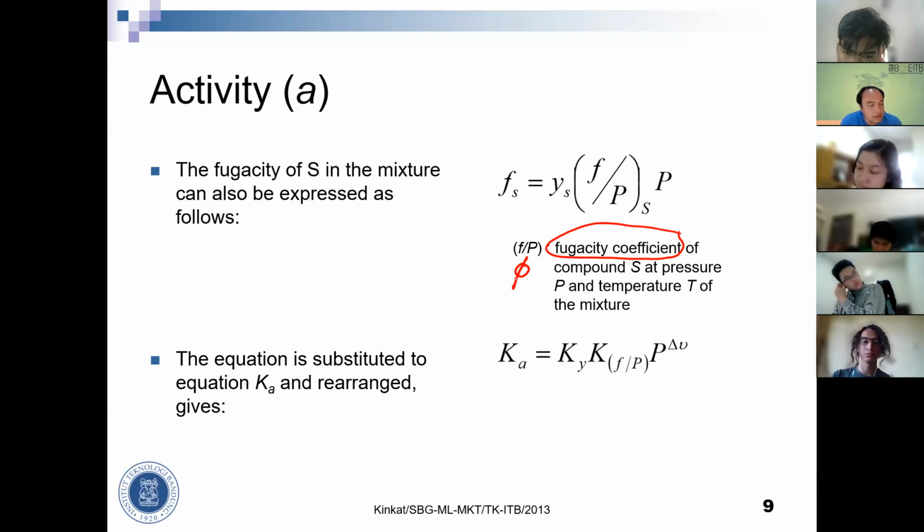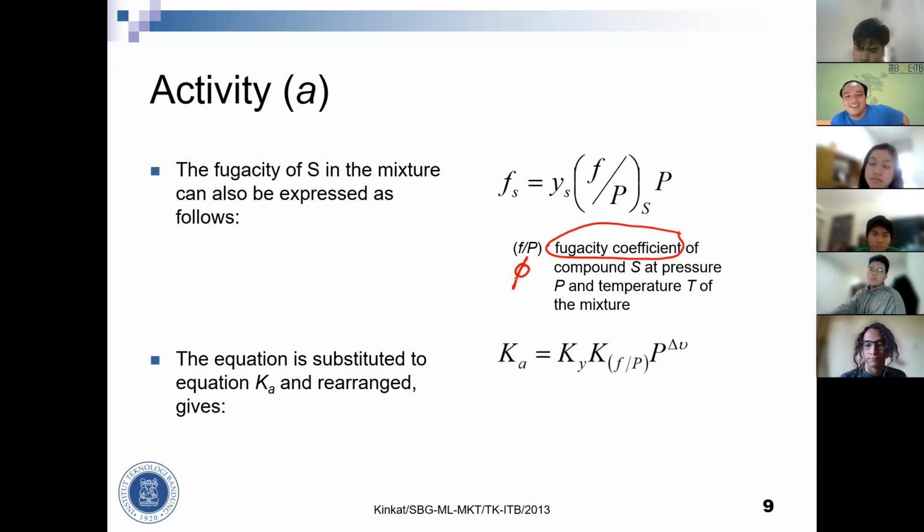Now, how to evaluate the fugacity coefficient? You've learned about the equation of state in thermodynamics. You've learned about the van der Waals equation, Redlich-Kwong equation, Soave-Redlich-Kwong equation, Peng-Robinson equation. I believe you've learned it, but I believe also you've forgotten all about it. Because I also often forget, it's quite normal. Okay. The fugacity coefficient can be evaluated by those equations of state.